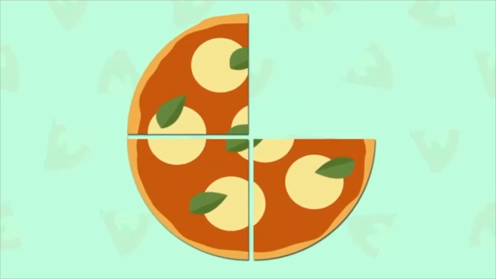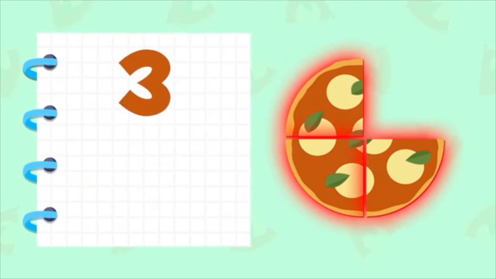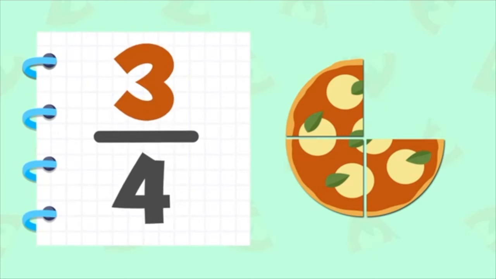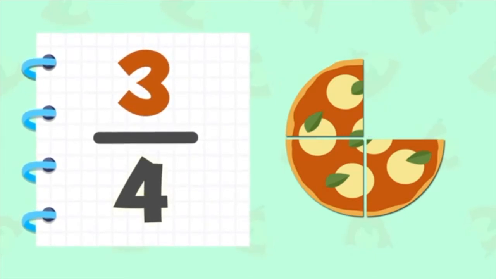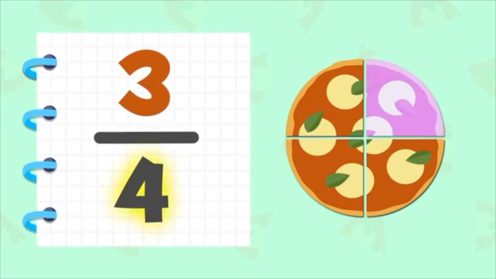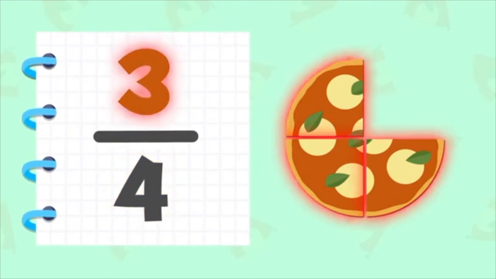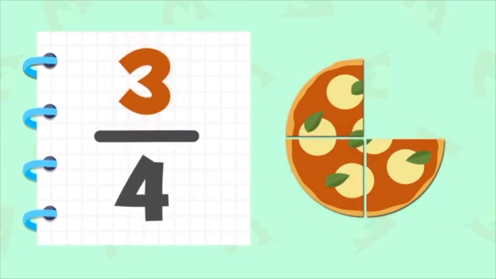What fraction would that be? Well, if there are 3 alike pieces left in the box, and there were 4 pieces before, there are 3/4 of pizza left. That's it. The number below the line is the denominator. It indicates into how many equal parts the object is divided. In this case, it's divided in 4 parts. The numerator is the number above the line. It indicates the number of parts taken away from the whole.